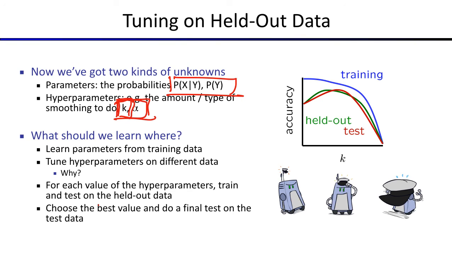Is it clear to people why we don't want to learn hyperparameters? Why we don't want to choose hyperparameters on the basis of the training set? Okay.